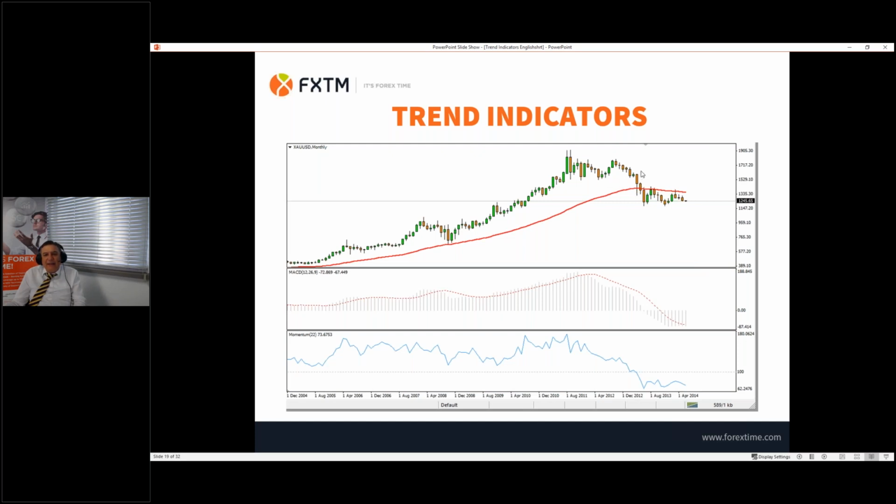Then we see that the moving average doesn't really confirm our decision, but MACD falls below the zero line, and momentum also falls below the 100 line, which confirms our decision to sell here.